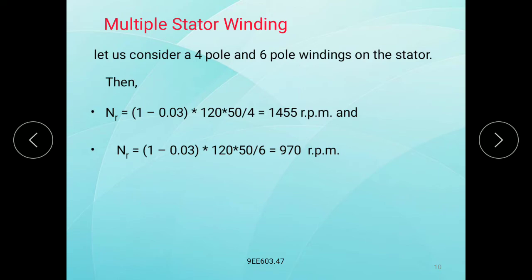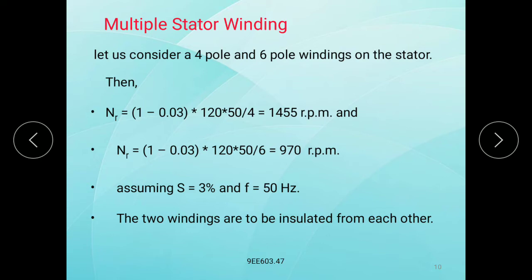And when the poles are 6, NR is equal to (1 minus 0.03) into 120 into 50 by 6, that is 970 rpm, assuming the slip is 3% and frequency is 50 Hz. The two windings are to be insulated from each other.